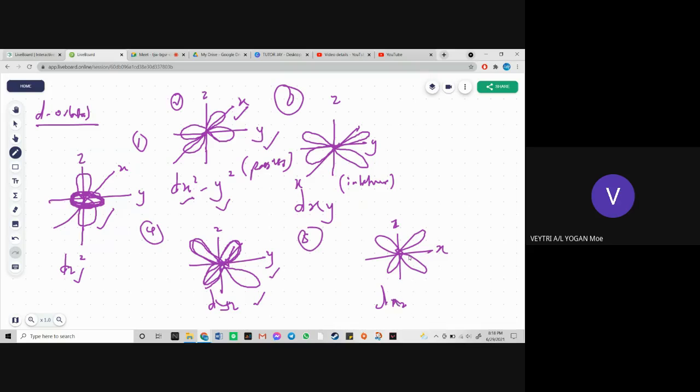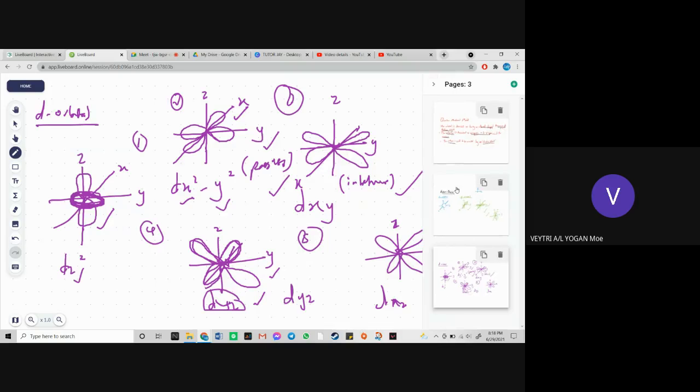Okay, it's very, very important for you guys to take note which one goes in between and which one passes through the axis. Okay, that's number 1. Number 2, make sure your naming, dyz, follow the alphabetical order. Don't put dzy, it's dyz. All right, okay, these are the shapes of s, p, and d orbital.